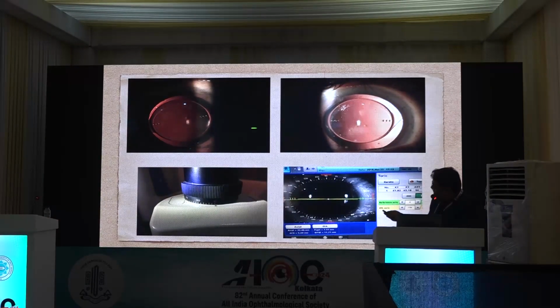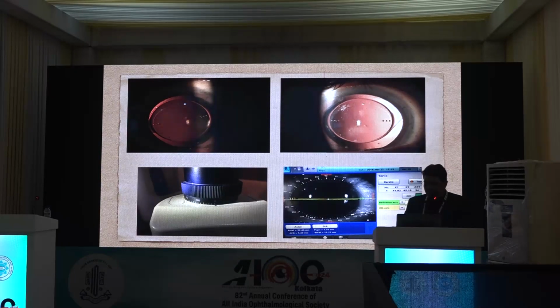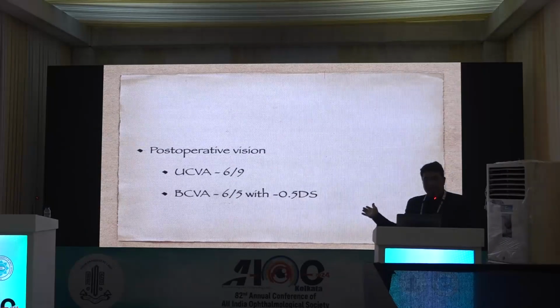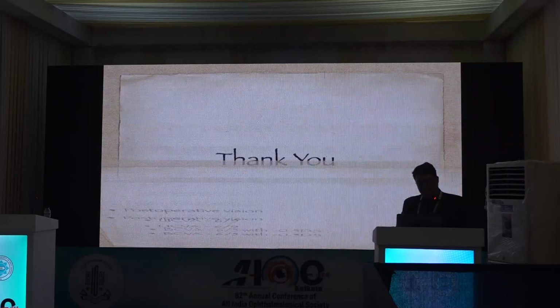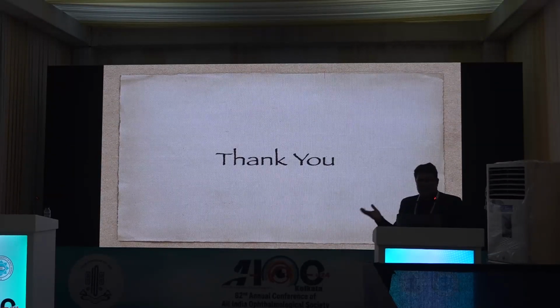On the next post-op day, you can see the IOL which was there has been rotated 15 degrees, and the patient had uncorrected vision of 6/9 and best corrected 6/6 with minus 0.5 cylinder. So this is how you can use these calculators to tackle any post-operative toric IOL surprises you have. Thank you very much.